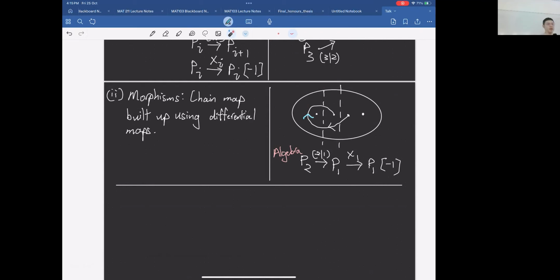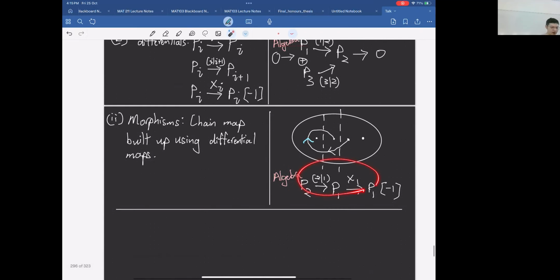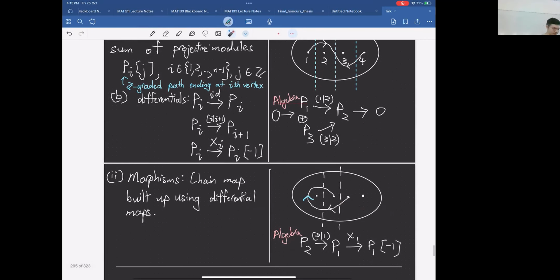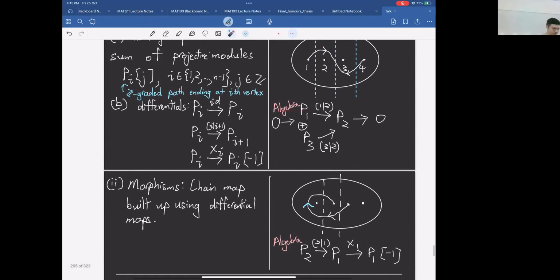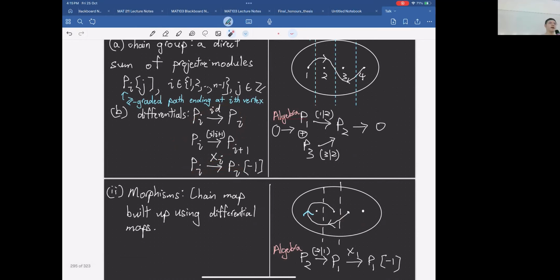Sorry. So do you want to ask why these compose to 0? Sorry, which one? Part B. Yeah, part B. Yeah. Yeah, these are the differential map.